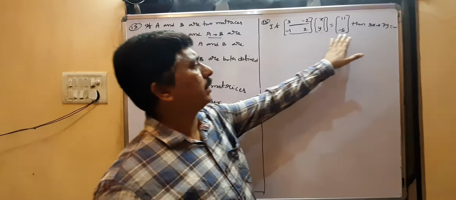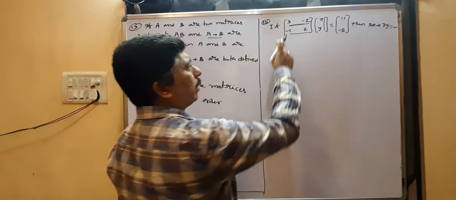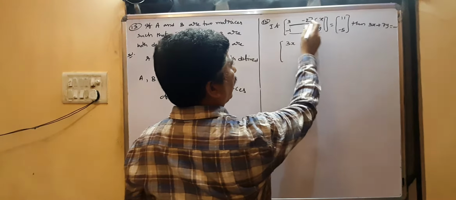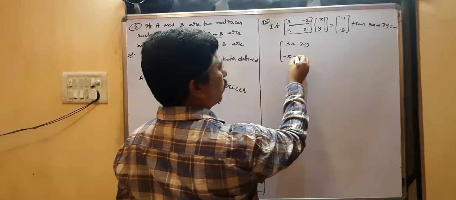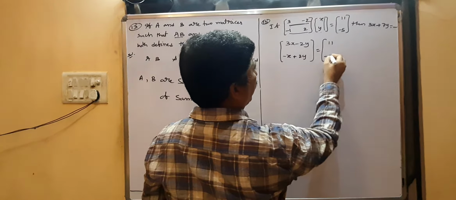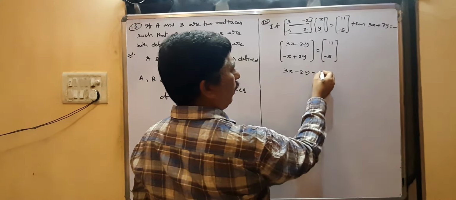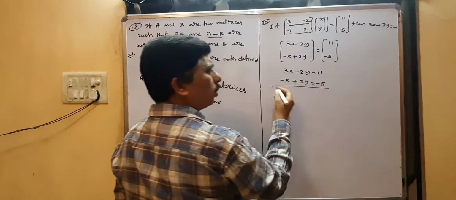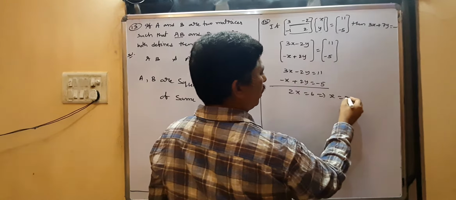Coming to the next question, the 15th one. The product of these two matrices is given as 11, minus 5. Then they ask to find 3x plus 7y. Multiply row into column: 3 into x, 3x, minus 2 into y, minus 2y. Second row into first column: minus x plus 2y, equal to 11, minus 5. Compare both: 3x minus 2y equals 11, minus x plus 2y equals minus 5. Adding both, 2y cancels, 2x equals 6. Then x equals 3.